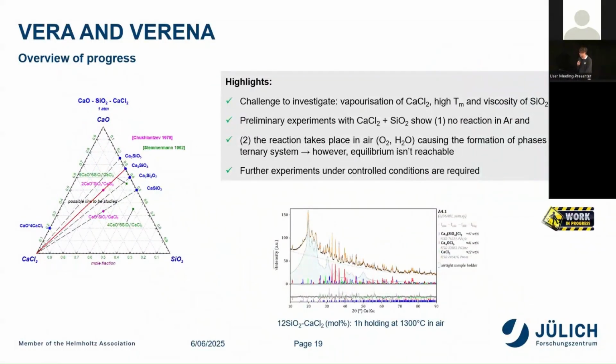Other material systems have also been studied, such as the calcium oxide, silicon dioxide, calcium chloride system, as you can see on this slide. Again, this system is a particular challenge because of the high temperature melting of calcium oxide and silicon dioxide compared to the calcium chloride, which makes it hard to react these components. Nevertheless, preliminary results show that there is no reaction between the calcium chloride and silicon dioxide under argon. However, we have non-equilibrium ternary phases formed under air conditions, as can be seen in the XRD figure at the bottom there.